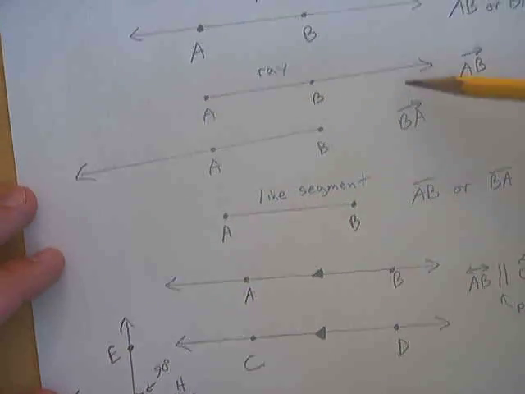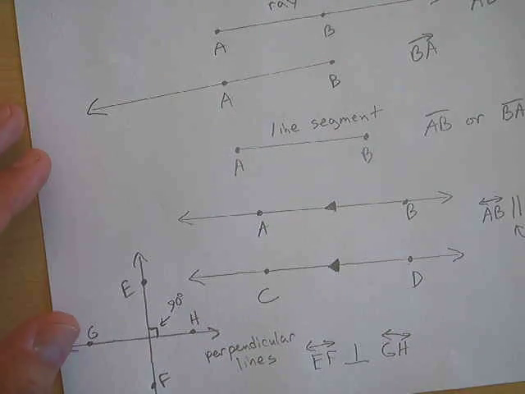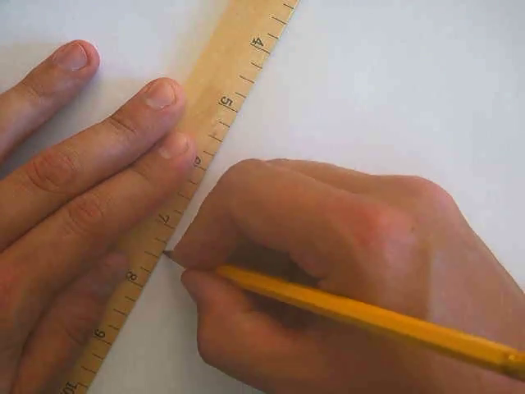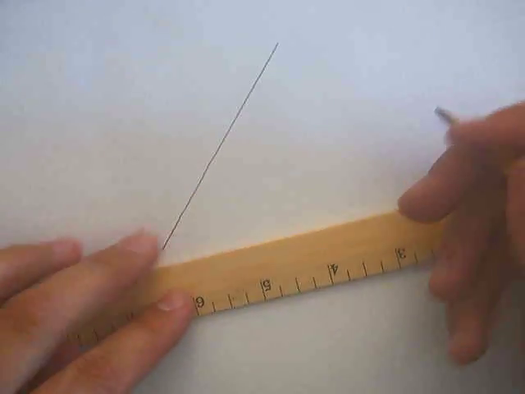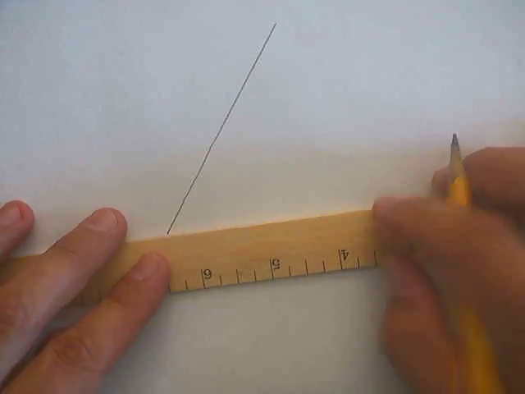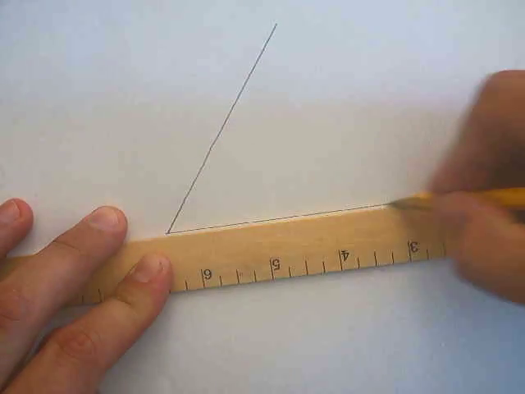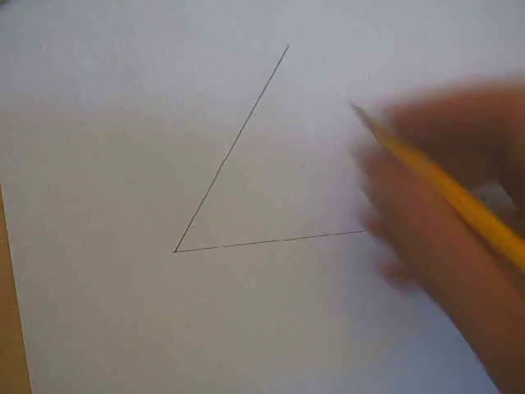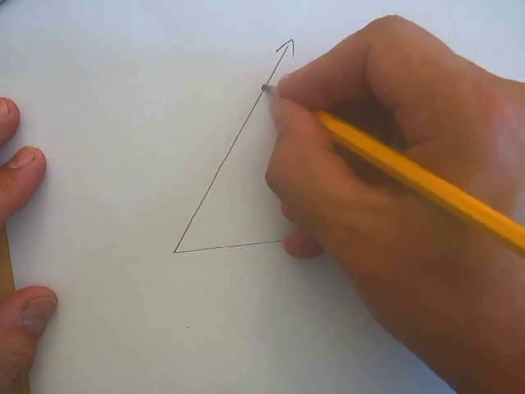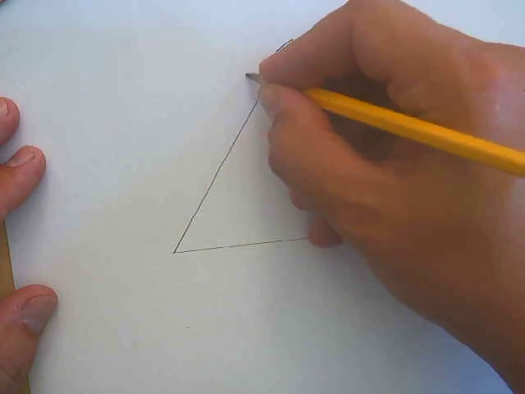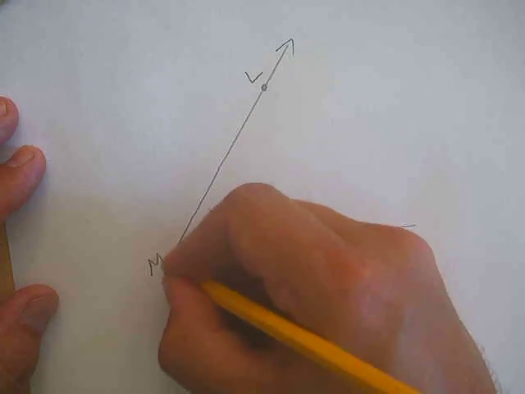All right, next I'm going to move on. We've got parallel lines, perpendicular lines. We had line, segment, ray, line, and point. Now we're going on to angle. I'm going to switch sheets for this. An angle is an intersection of two rays, like this.